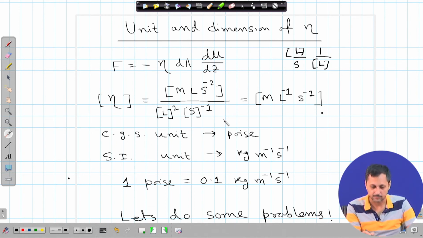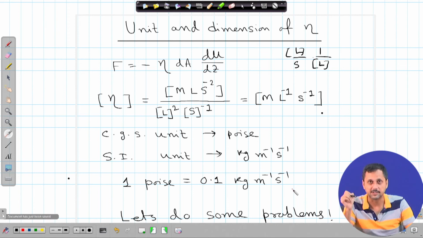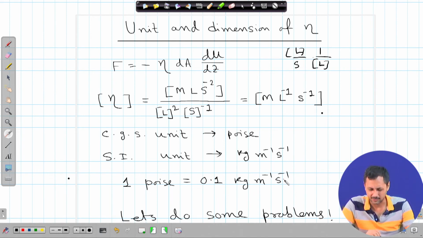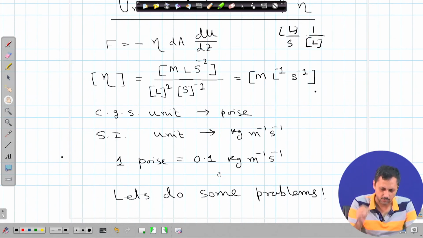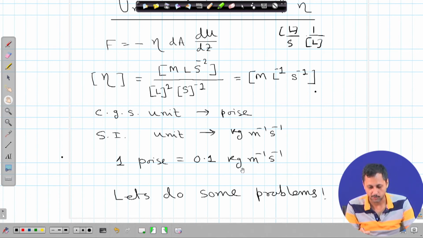The dimension is M L^-1 s^-1. The CGS unit is poise and the SI unit is kg meter inverse second inverse, and the conversion between the two is 1 poise is equal to 0.1 kg meter inverse second inverse. Sometimes we also express it as Newton second meter to the power minus 2, which we will be discussing when we do some problems. So, just keep in mind that 1 poise is equal to 0.1 kg meter inverse second inverse.